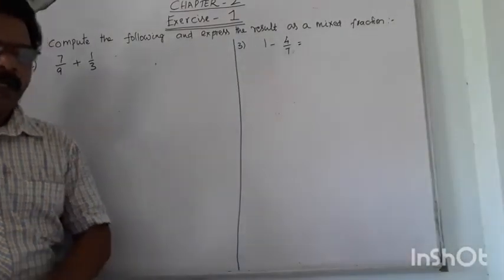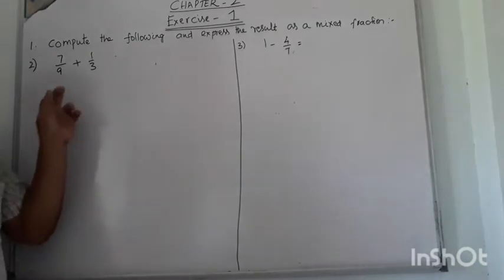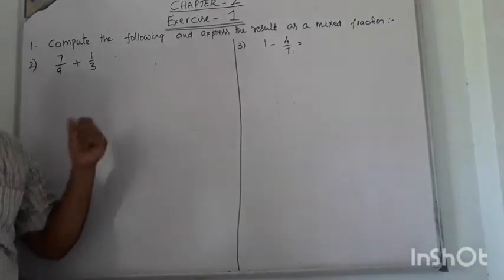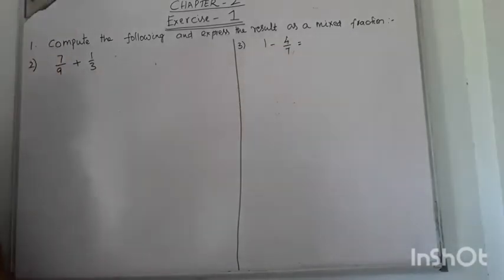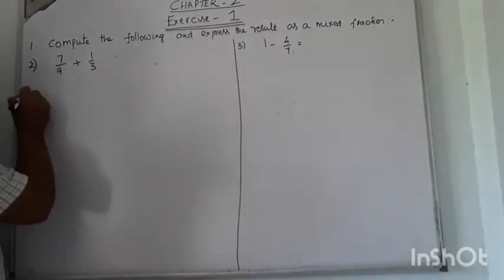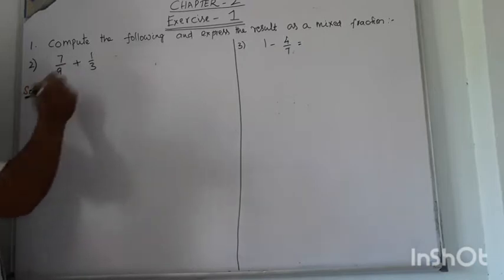Now I am taking 2 sums for the solution. 7 by 9 plus 1 by 3 is the second sum. 1 minus 4 by 7 is the third sum. Okay, first we should do this one: 7 by 9 plus 1 by 3.